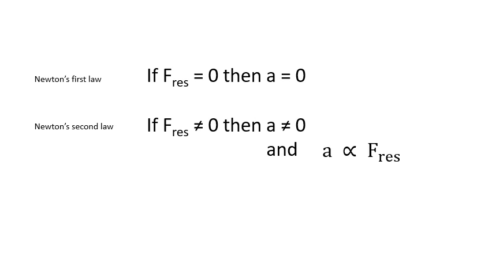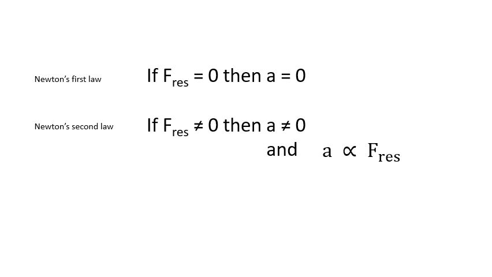Now, Newton's first law says if F res equals 0, then A equals 0, right? If there's no resultant force, then there is no acceleration. In other words, the object will stay not moving, or its velocity will stay the same. If F res is 0, then A equals 0.